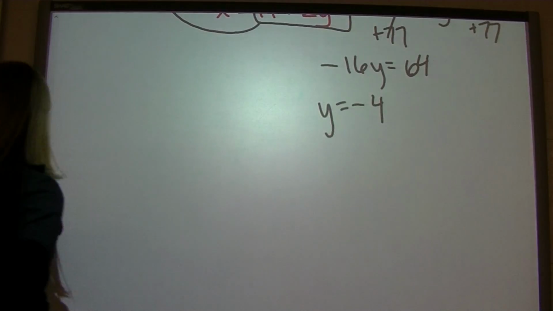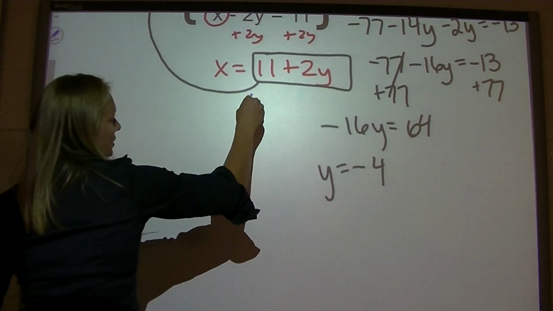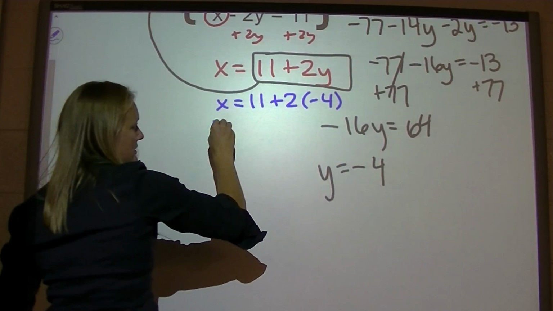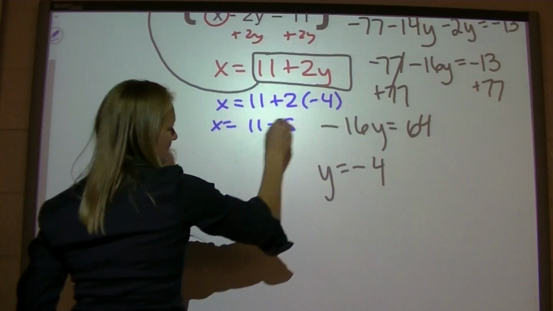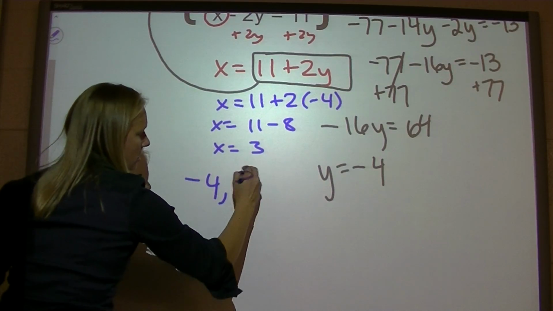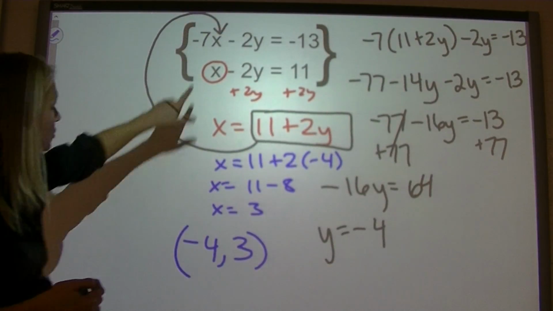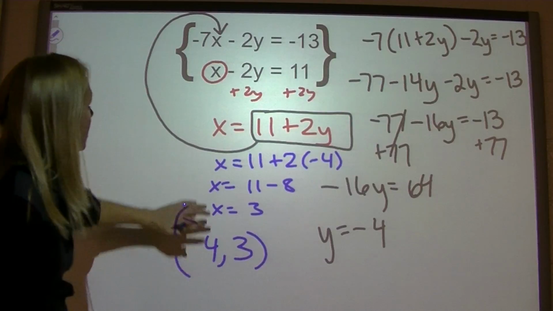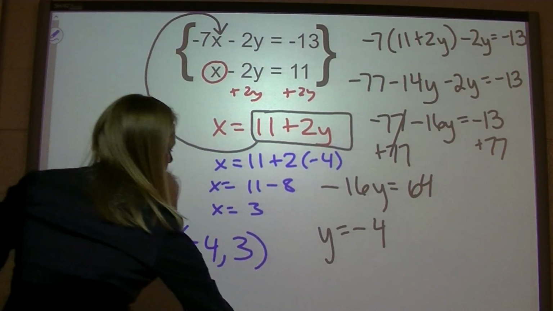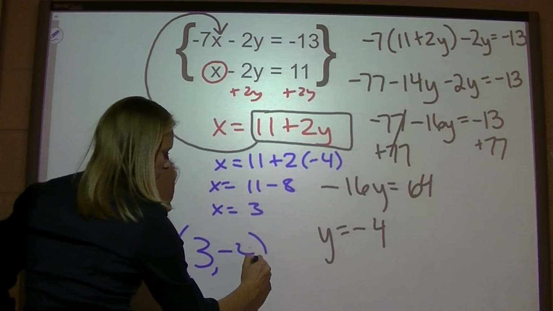So I'm going to plug negative 4 in here. So we'll have 11 plus 2 times negative 4 is what x equals. So x equals 11 minus 8, so x is 3. So our solution here is negative 4, 3. Let's check. Again, go to our originals. Negative 7 times, oh, I wrote that wrong. x is 3, so it needs to be 3, negative 4.